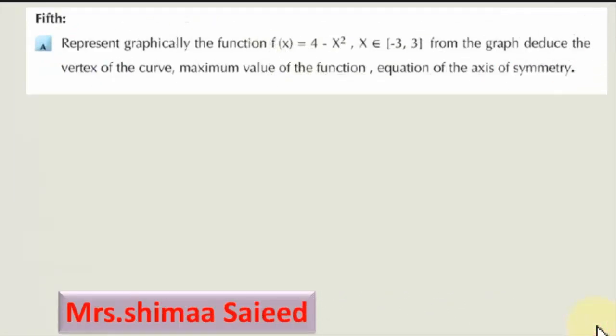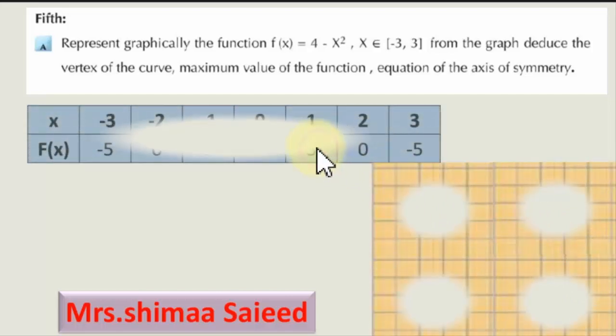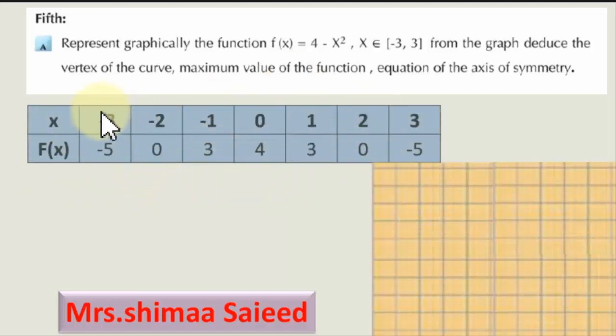Now represent graphically the function f of x equals 4 minus x power 2, where x belongs to the closed interval -3 and 3. From the graph, deduce the vertex of the curve, the maximum value of the function, and the equation of the axis of symmetry. If we want to represent graphically this function, don't forget to calculate this table.